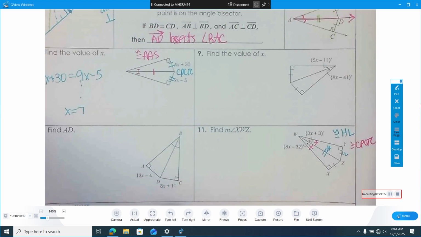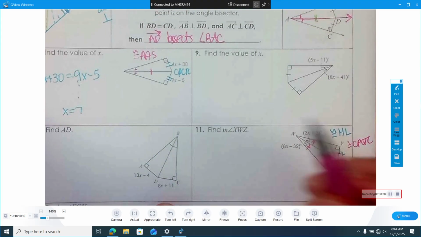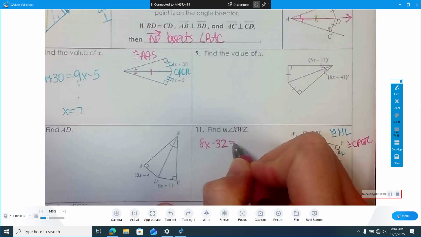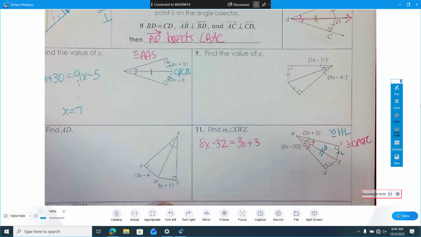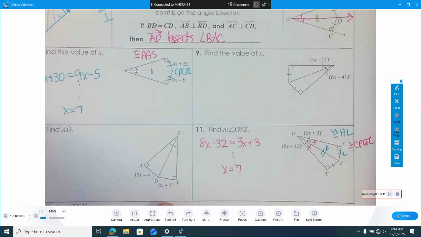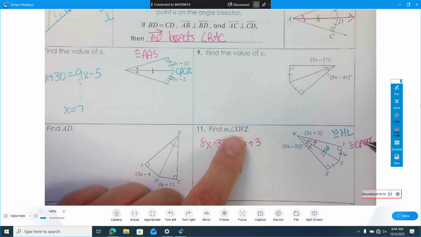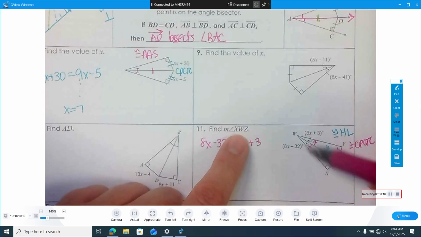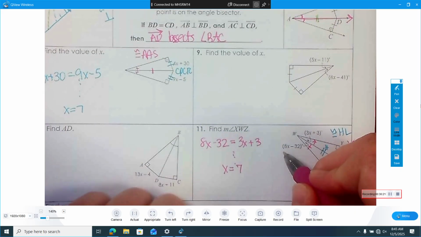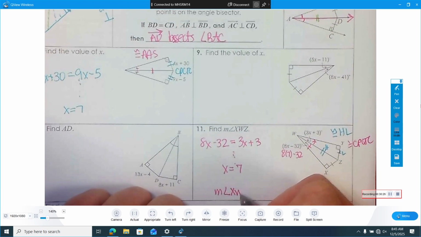All right, everything is by congruent triangles. It's really quite fabulous. So what equation can we write? 8x minus 32 equals 3x plus 3. Beautiful. And again, we can solve. Go through the process. We get x equals 7. What do I have to do once I get x equals 7? Plug it in to angle XWZ, which is right here. So 8 times 7 minus 32. The measure of angle XWZ would be 24 degrees.